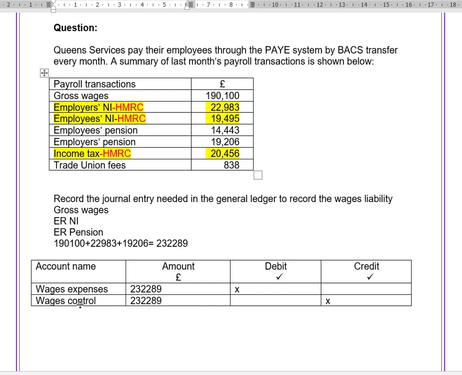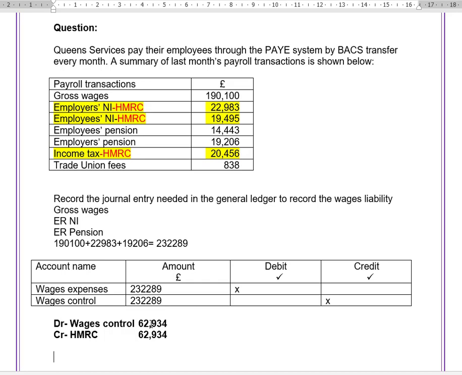And if they also ask you to set out a journal for that, that would also mean that you will debit your wages control account and you will credit your HMRC account, and that will be debited and credited with the total amount. And if we add those three figures together, I expect that to give us 62,934. And that establishes your liability to HMRC.